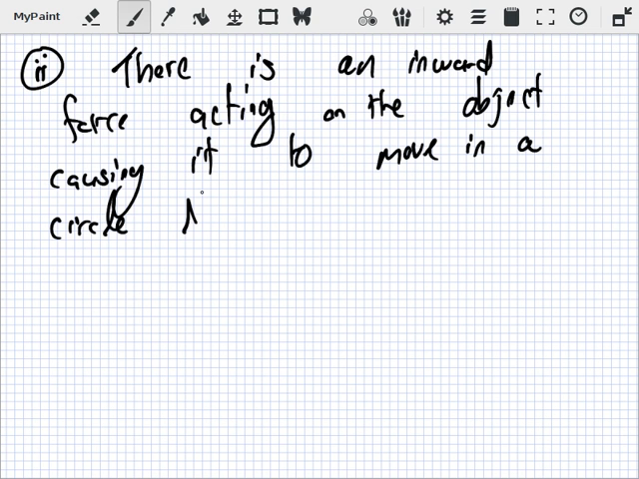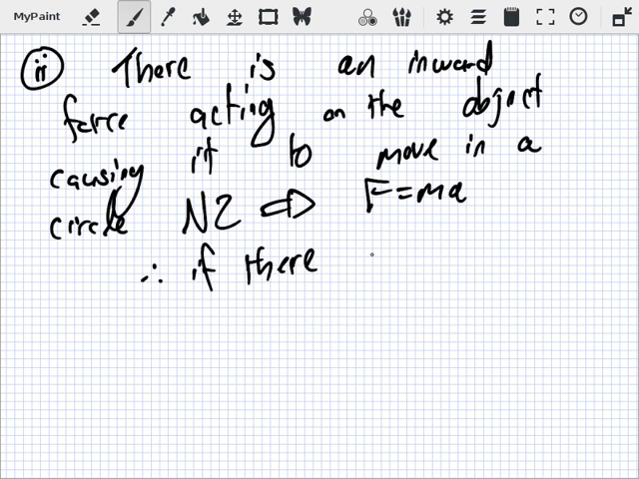And Newton's second law says that F equals ma, so therefore, if there is a force, there is an acceleration. Unless it's accelerated by its weight. No.